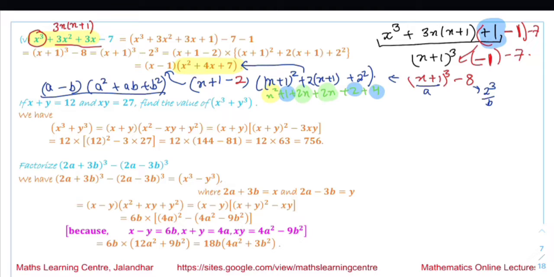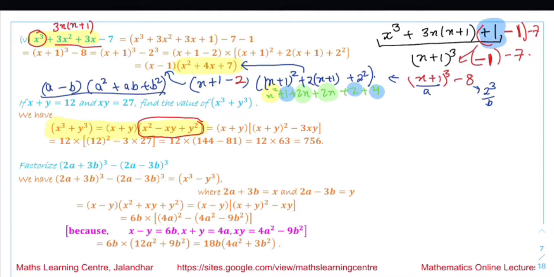Now in the next question it is given that if x plus y is equal to 12 and x into y is 27, you have to find the value of x cube plus y cube. So we know the formula. The formula for x cube plus y cube is (x plus y) into (x square minus xy plus y square). Now the values given to us are for x plus y and x into y, but we are not given the direct value of x square plus y square.